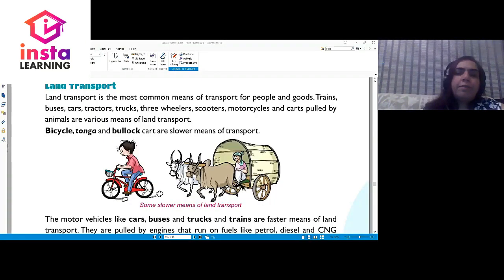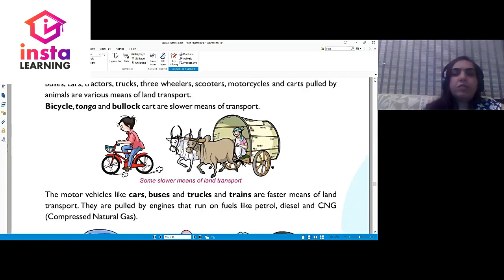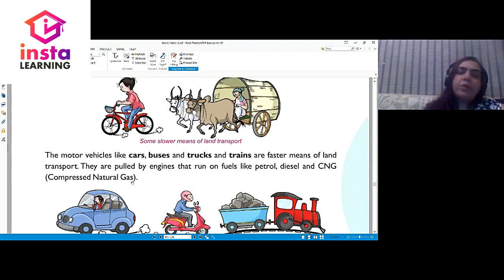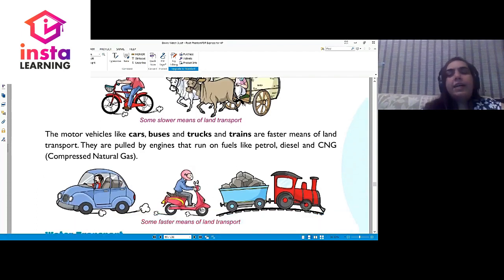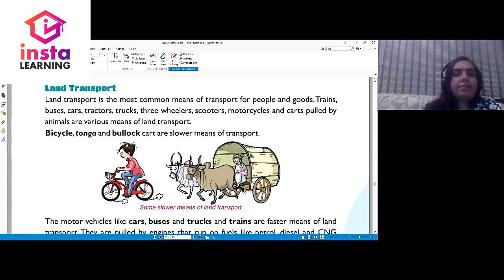In your book, I would like all of you to check this. Slower means of land transport: the bicycle and the bullock cart. Motor vehicles like cars, buses, trucks and trains are faster means of transport. They are pulled by engines that run on fuel like petrol, diesel, and CNG, which is compressed natural gas.